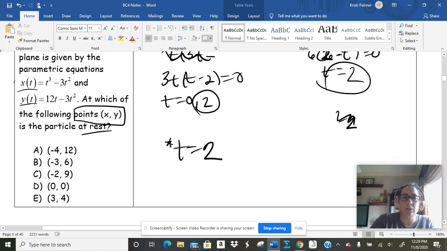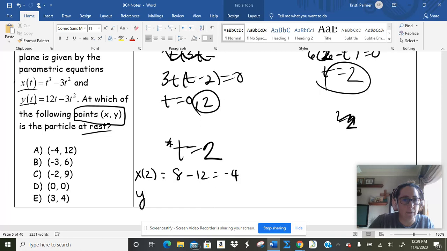So to get the original point here, I'm going to have to go and plug 2 into my x and into my y. 2, 4, 12. So at -4, 12.